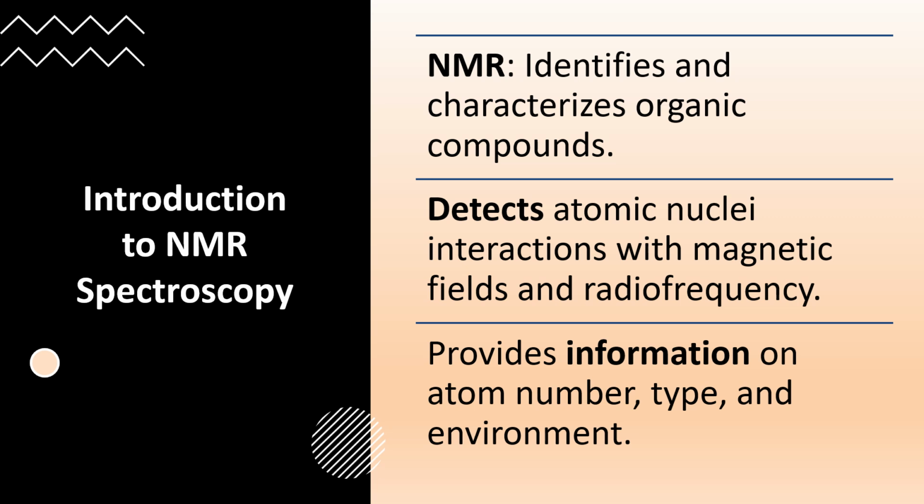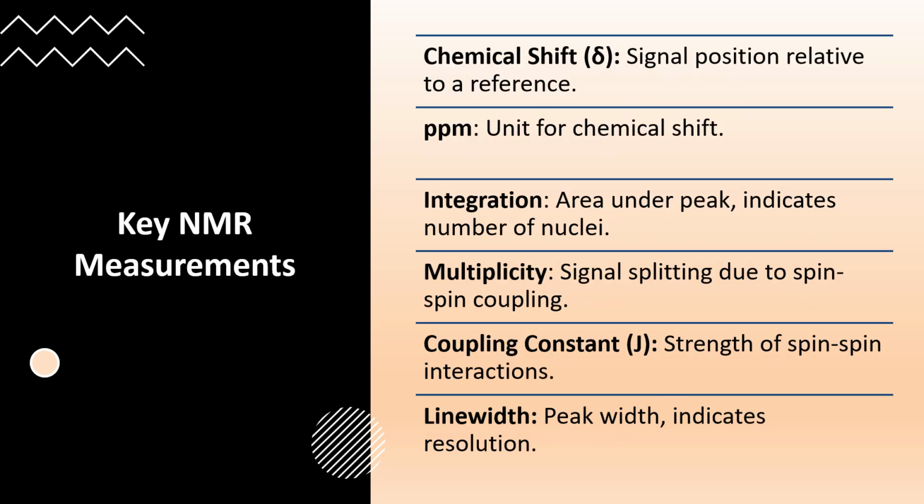The true strength of NMR lies in its key measurements, which provide precise information to help scientists identify and analyze compounds. First up, we have the chemical shift, denoted by delta, measured in parts per million, ppm. This tells us how shielded or de-shielded a nucleus is in its chemical environment. It's like a fingerprint for molecular identity.